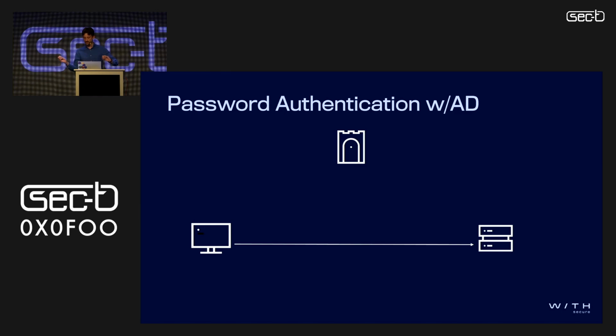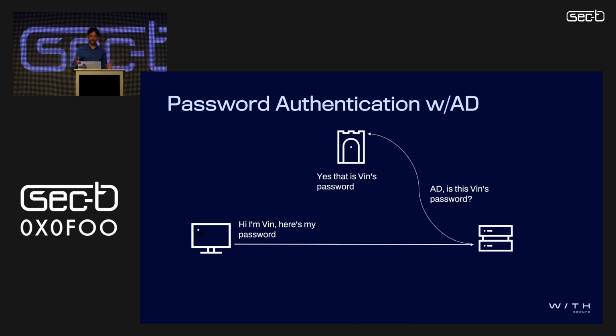If you're using password authentication and you've plugged in Active Directory, then instead of just having one server that you give your creds to and that's it, you start by connecting to the server, you give it your password, it then goes to Active Directory on your behalf and checks your password for you. And then Active Directory comes back to it and says yes or no, that's the right password. At which point, the server makes its access control decisions.